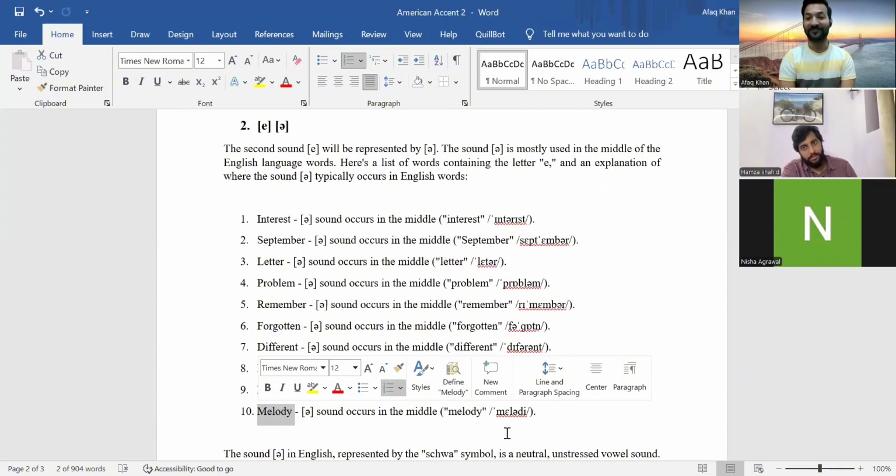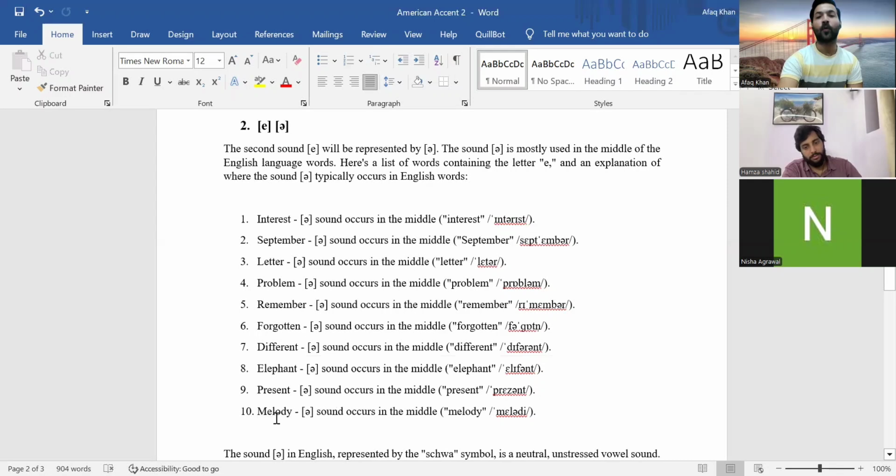Very good. When we reach the vowel O, you are going to see that the letter O also has the schwa sound. That's why I've mixed up some of the examples for you, so that you can see where the schwa sound actually occurs here.